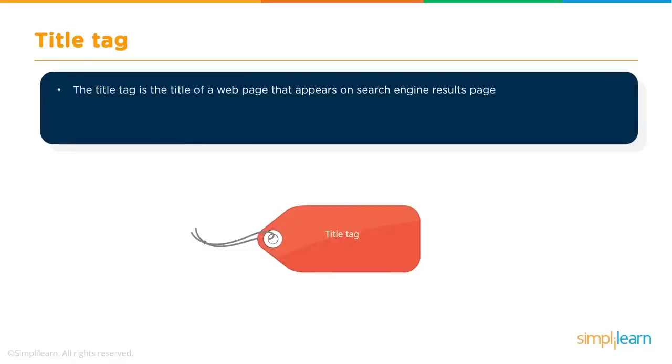So if you've ever done a search engine query, meaning you've gone to Google, typed in a query using a keyword like Italian restaurants, you're going to see specific search engine results. And the title tag is what appears in those search engine results. So a title tag is important because it's the title of a web page that appears in those results.